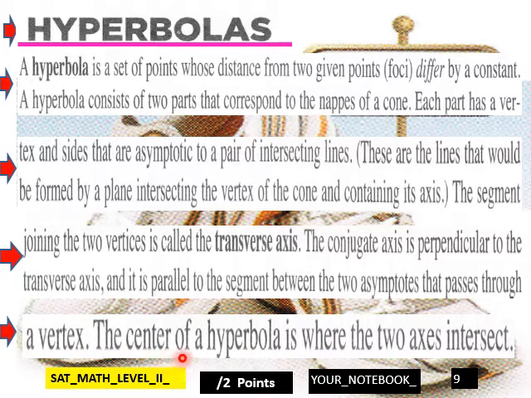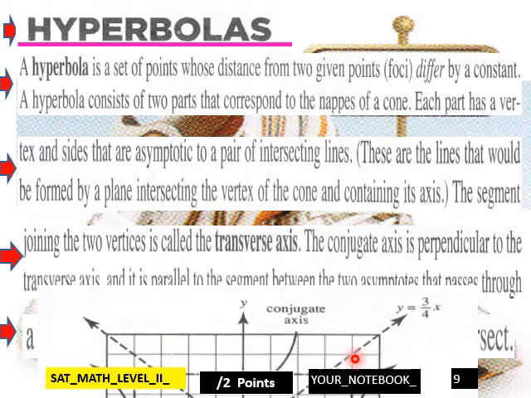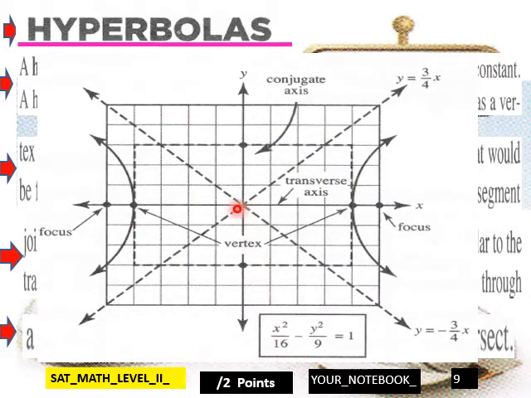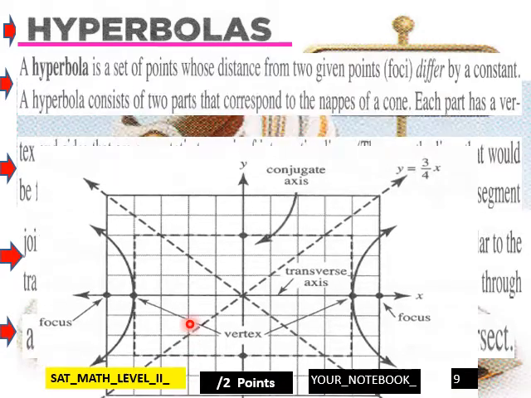The center of a hyperbola is where the two axes intersect, so that would be right here. This is your transverse axis. This is what they call the conjugate axis, and then this is your focus here. Focus, vertex, vertex, and then these are your asymptotes here. This is the slope of your asymptote, and that is a sketch of a hyperbola and its asymptotes.